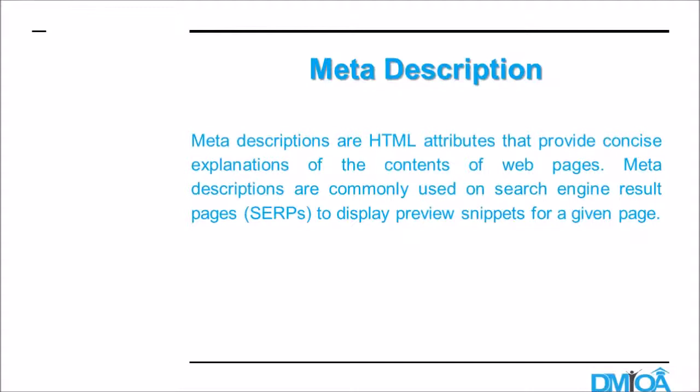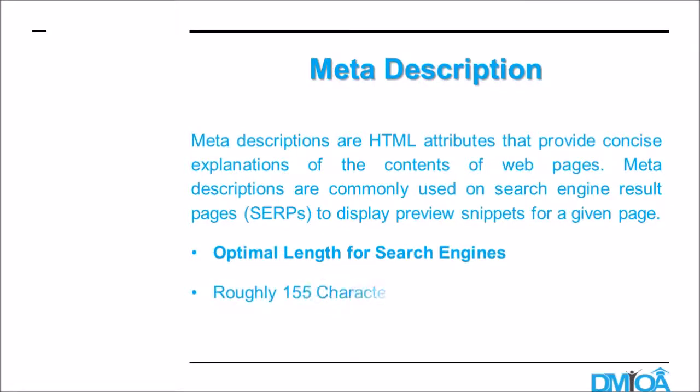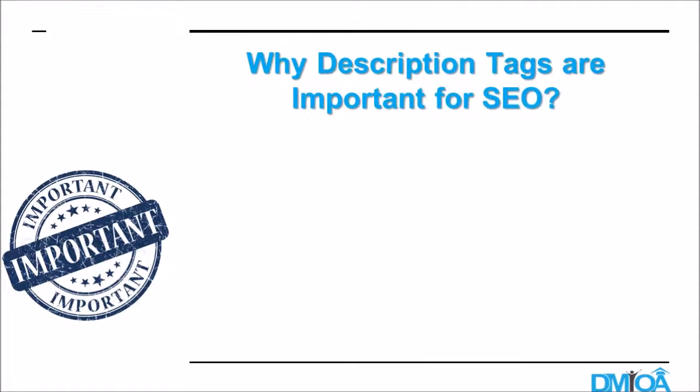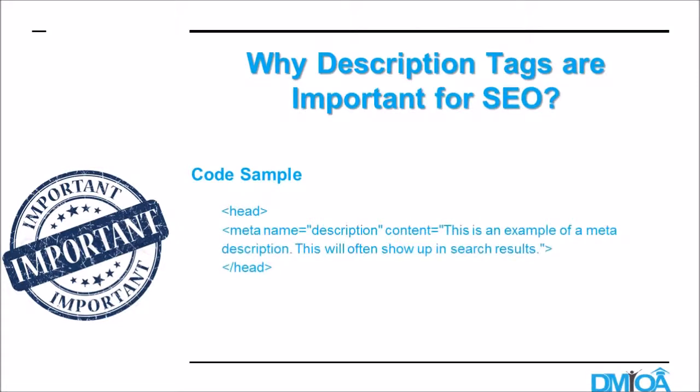Meta description should employ the keywords intelligently. Why? Because they come in bold. And your optimal length should be around 155 characters because after that, it is truncated in SERP results. Direct relevance to the page and the uniqueness between each page's meta description is the key to creating a good meta description. And here is a code sample of how the description tag shows up.